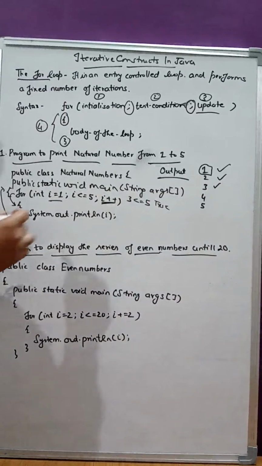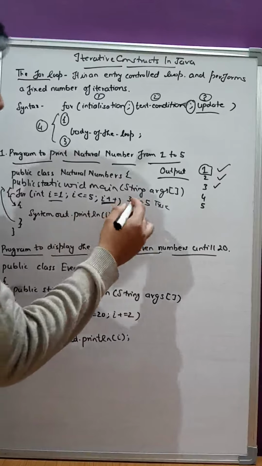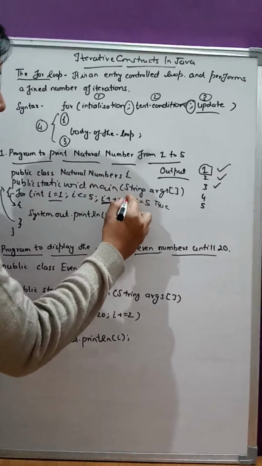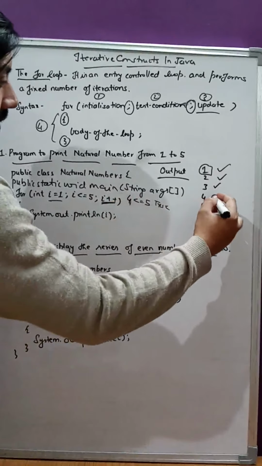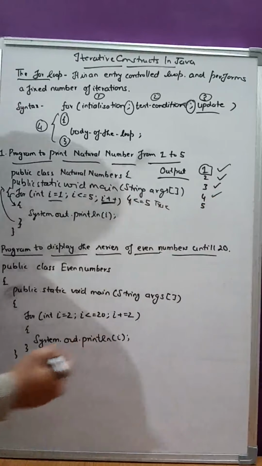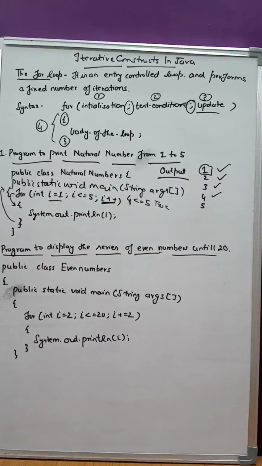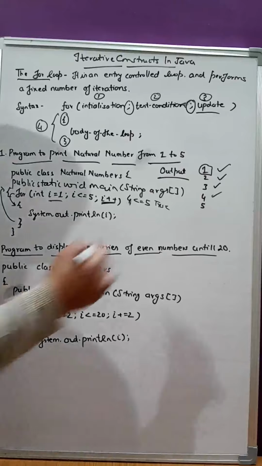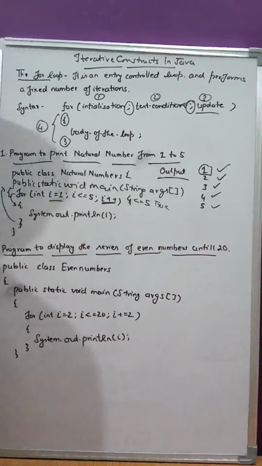In a similar way, it will go for the fourth time, where the value of I will be updated to 4, and the condition is true. In that case, again 4 will be printed. In a similar way, the number 5 will be printed over here.